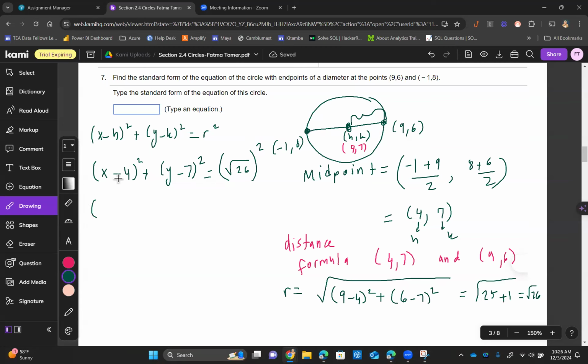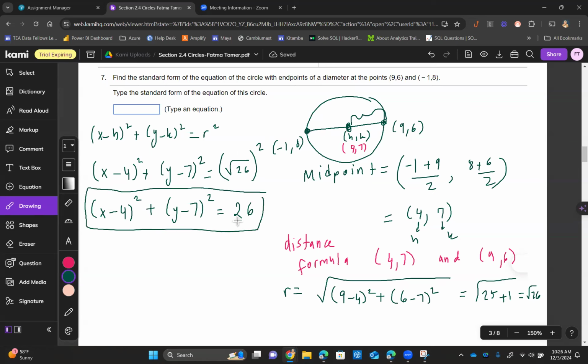So for the last question, the expected answer will be (x − 4)² + (y − 7)², and then the square cancels the radical, and we just get 26 here as the last answer. This will be the expected answer for number 27, and this concludes section 2.4.